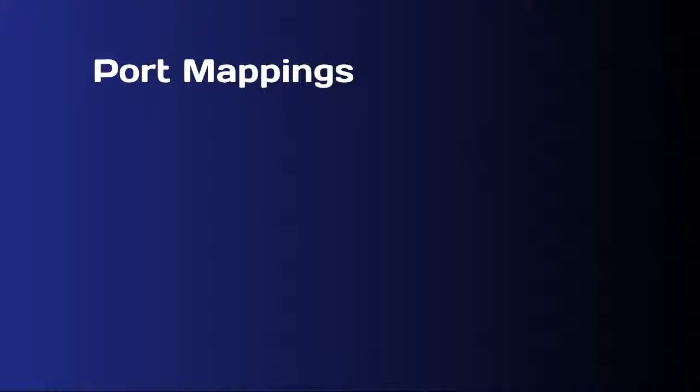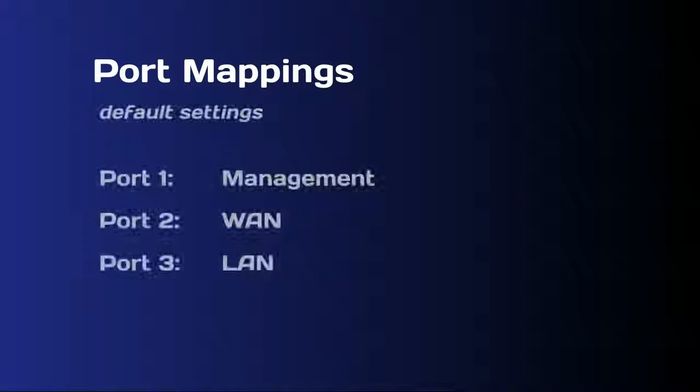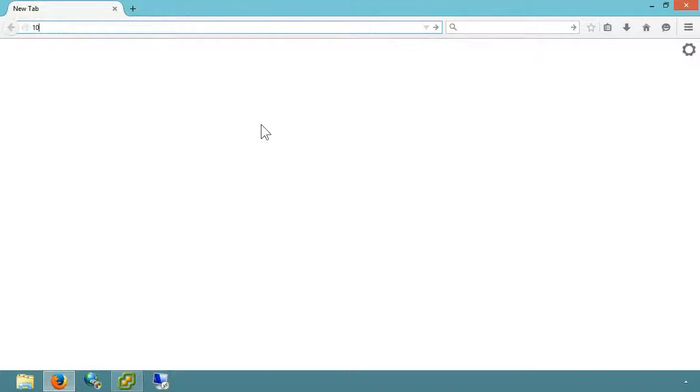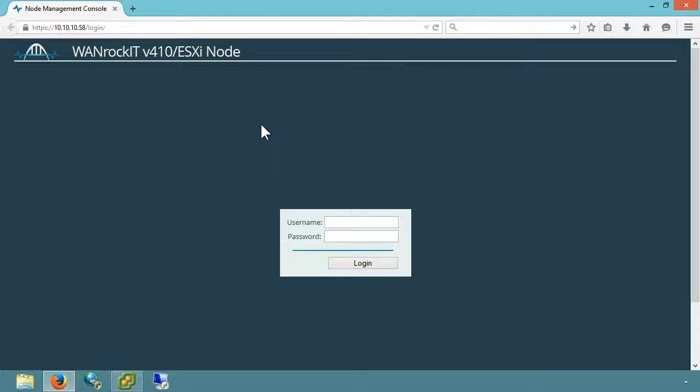The next step is to confirm that the interfaces on which you wish to connect are designated as WAN ports. By default, this is port 2, but this can be changed to another port of your choosing or enabled on multiple ports. Navigate to your origin node's web interface and log in with the username admin and your password.